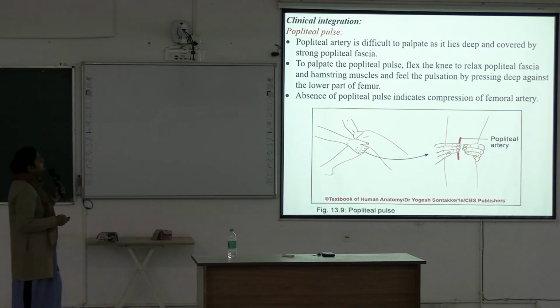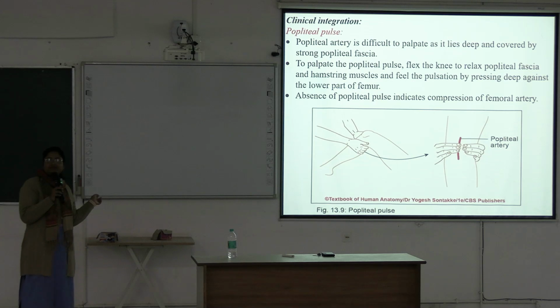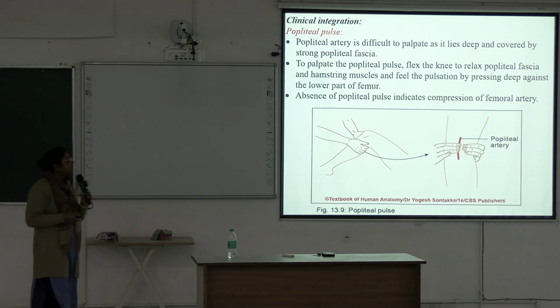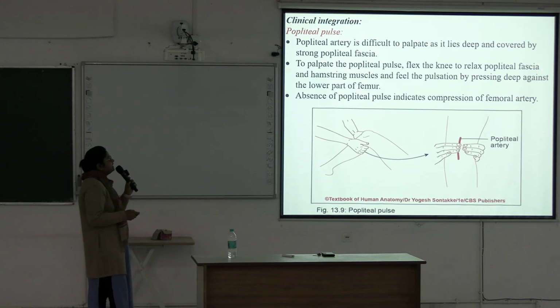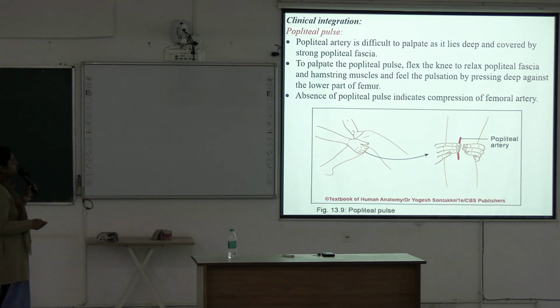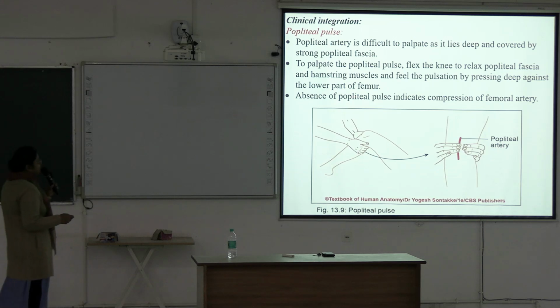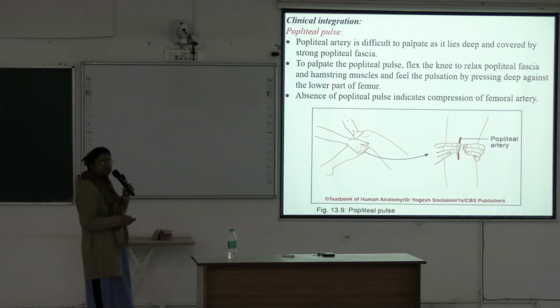Popliteal pulse. It is difficult to palpate as it lies deep and is covered by the strong popliteal fascia. On the posterior aspect of the knee joint, you have to palpate this part. You have to palpate the popliteal pulse in your final year medicine. To palpate the pulse, you have to flex the knee to relax the popliteal fascia and hamstring muscles, and feel the pulsation by pressing deep against the lower part of the femur. Absence of popliteal pulse indicates compression of the femoral artery.